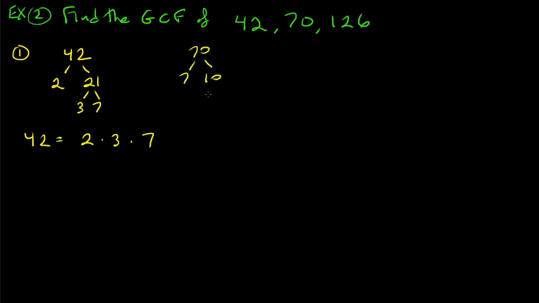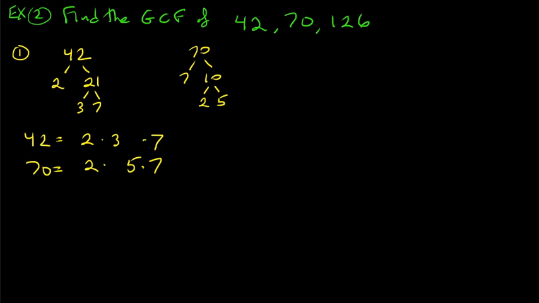70 is 7 times 10. 7 is prime, but 10 is 2 times 5. So 70 is just 2 times 5 times 7. And now 126. Hang on, to make this easier, let me put these in the same column here. 2 times 5 times 7. Right, and 42 is 2 times 3 times 7.